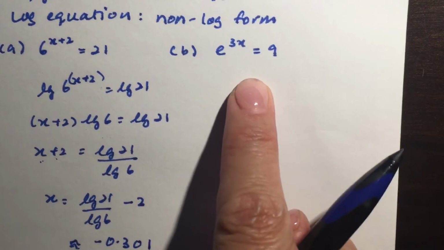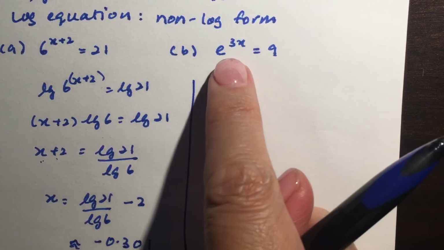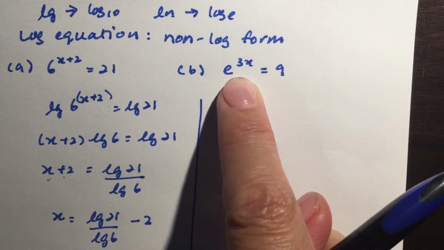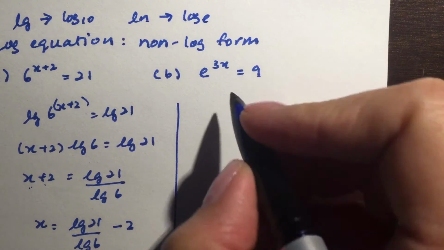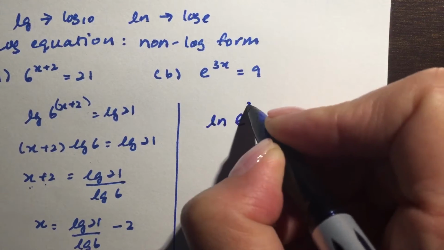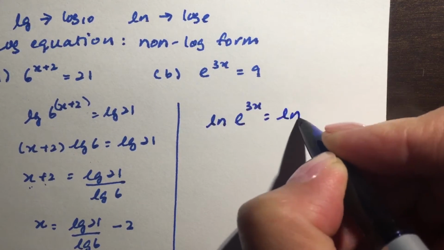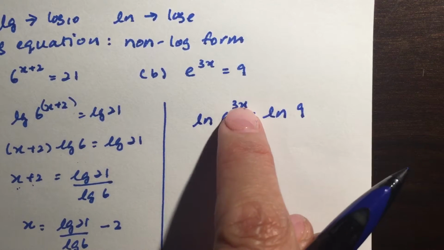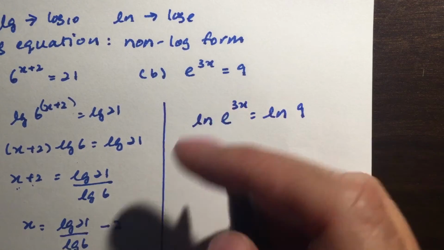Now for the second question here, you see that this is an e. Because this is an e here, rather than using base 10, which is LG, let's use LN, which is base e. So I'm going to do the same thing here. I'm going to take log on both sides, but I'm going to take the LN, the natural log. Same thing, 3x, using the power rule, you bring it down.